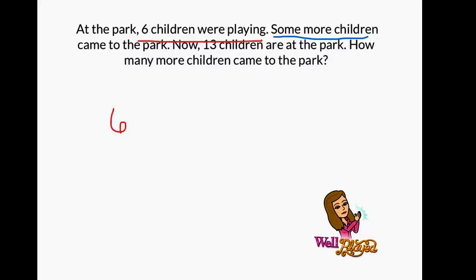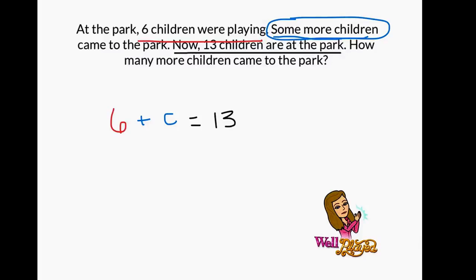So I'm going to use a variable. I'm just going to say plus C, standing for this mysterious some more children. And then I'm going to write equals the result, because then it says now 13 children are at the park. So then we see that there's 13 kids there.